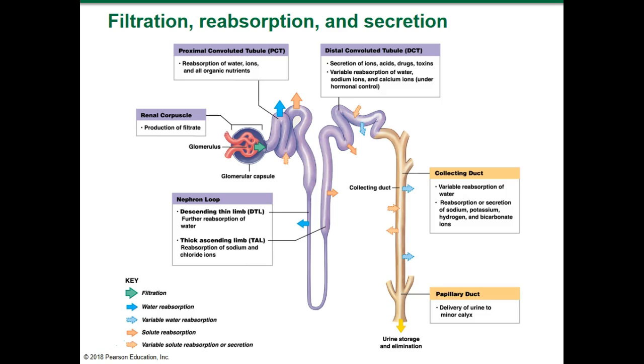And then we're going to go down here into the descending thin limb. We have more reabsorption of water we're going to pull out. As we go into the ascending limb, which is thicker, we have reabsorption of sodium and chloride, which are being pulled out. Get here to the distal convoluted tubule. We have secretion of ions, acids, drugs, toxins, which come back in.